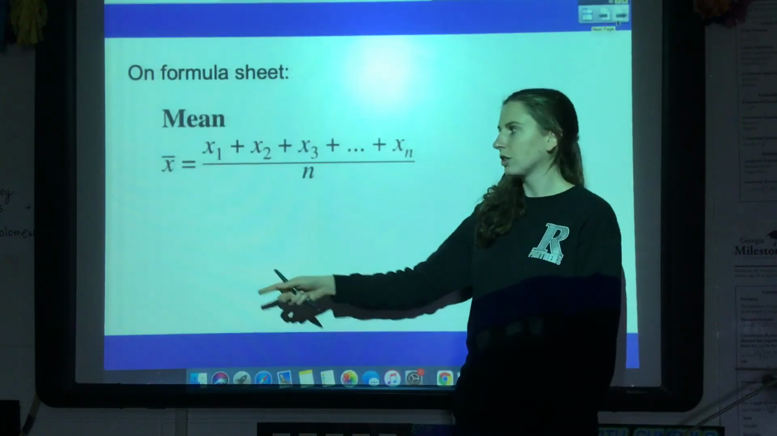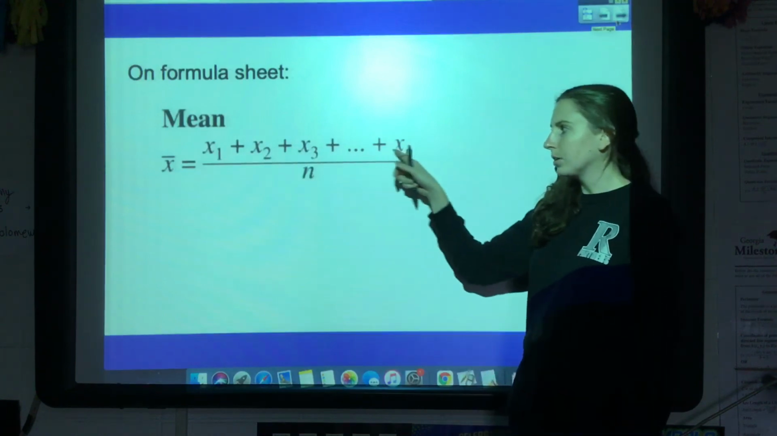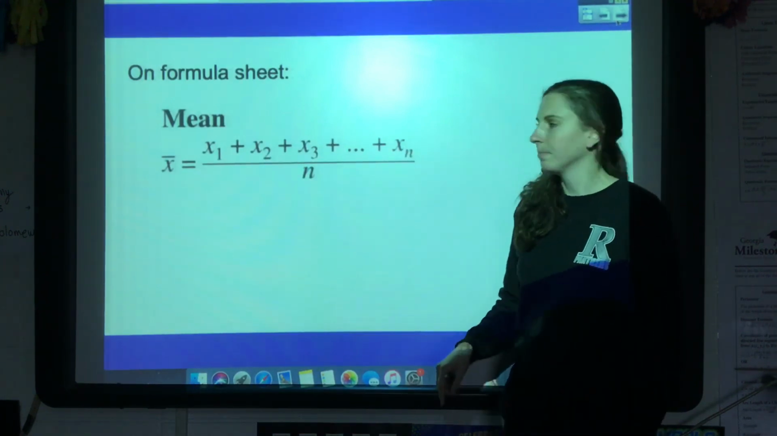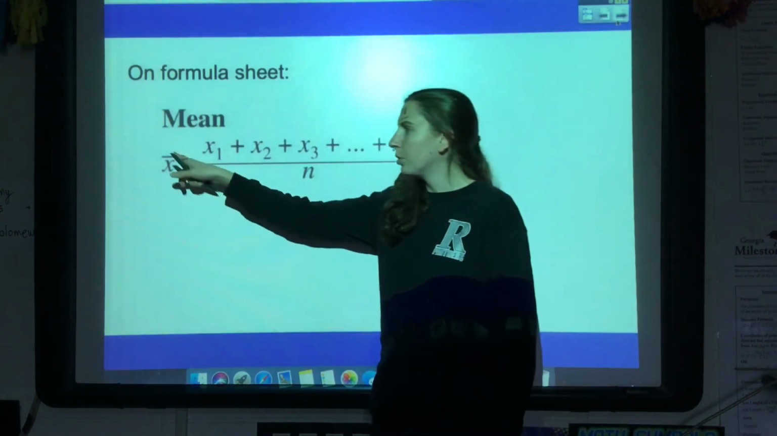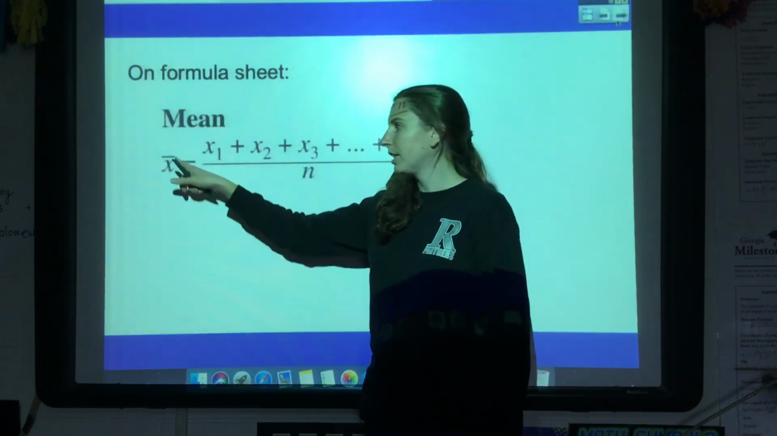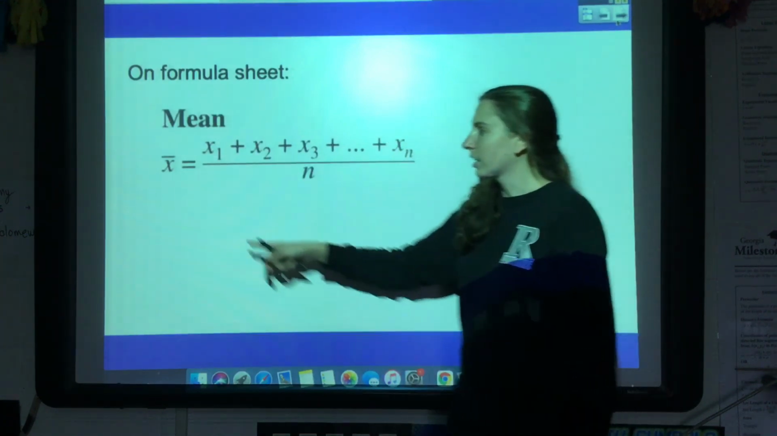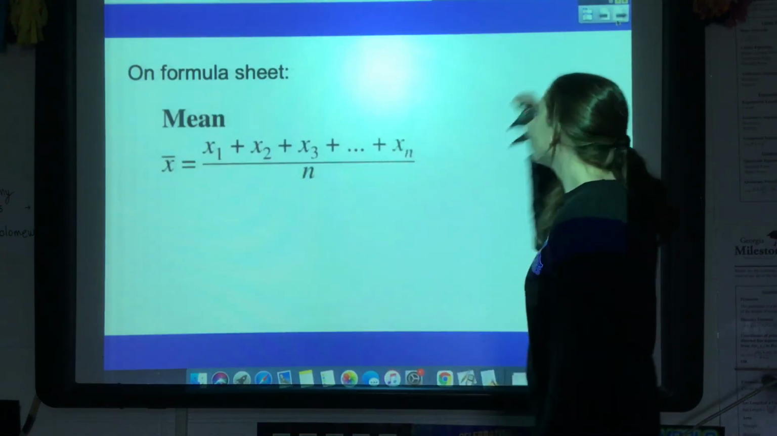The mean is the only one that's on your formula sheet, and it looks a little weird. But basically this is just saying add up all the numbers until you get to the last number and then divide by however many there are. This is a symbol for mean, so if you ever see this, just know that it represents the mean. It's X bar, X with a little bar on top of it.